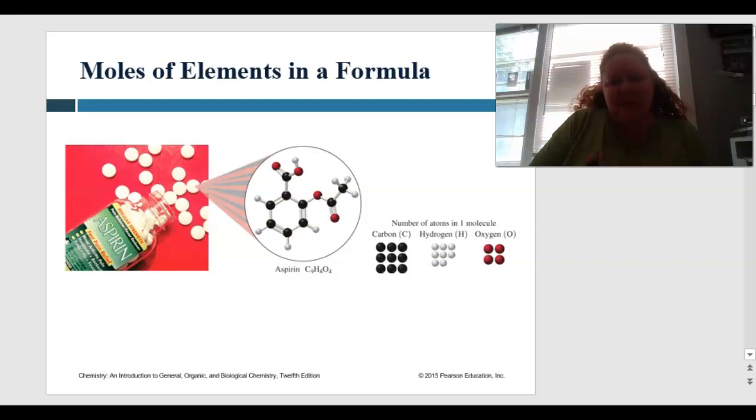So now we're going to talk about the number of moles of elements in a formula. You can see that the formula for aspirin is C9H8O4, so you have 9 carbons, 8 hydrogens, and 4 oxygens. Now we're going to figure out how to calculate each of the different molarities.